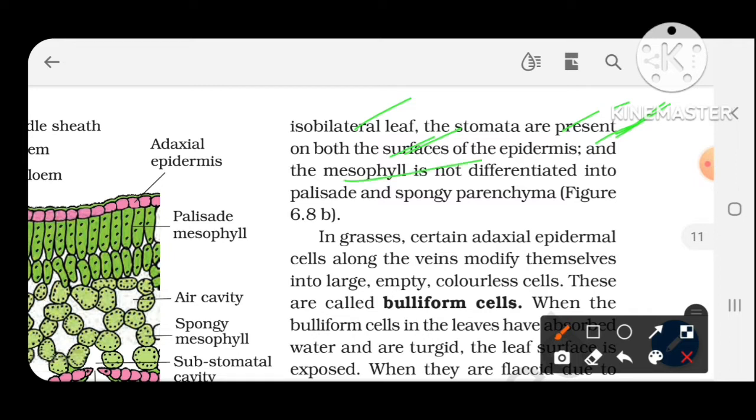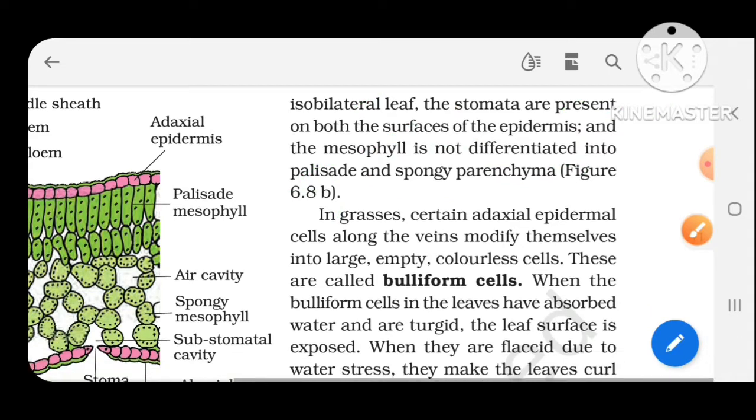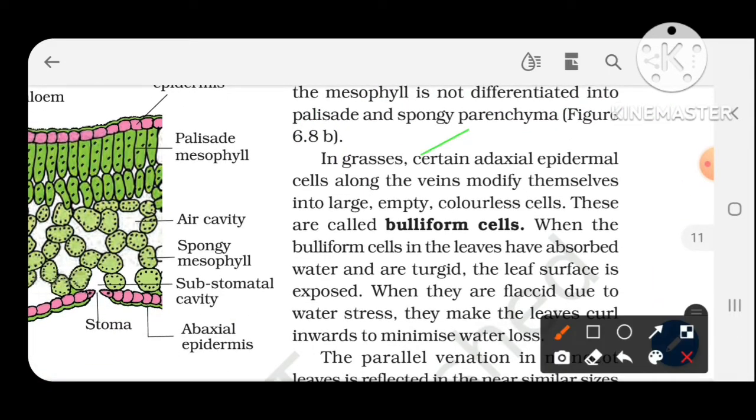And in dicot leaf we studied that the mesophyll layer is divided into two subtypes of cells, palisade parenchyma, or we can say tissue, and spongy parenchyma. But here these tissues are not differentiated. Okay. And in the case of grasses, certain adaxial epidermis cells along the veins modify themselves into large empty colorless cells. These are called bulliform cells.